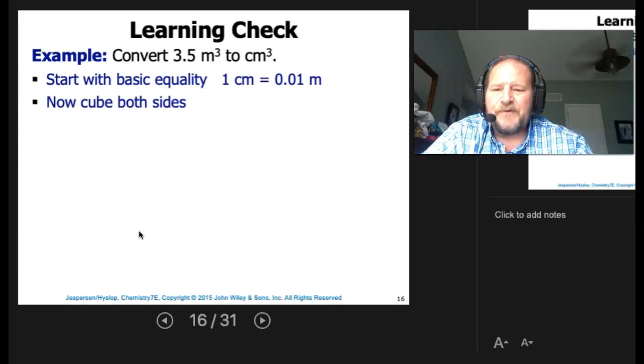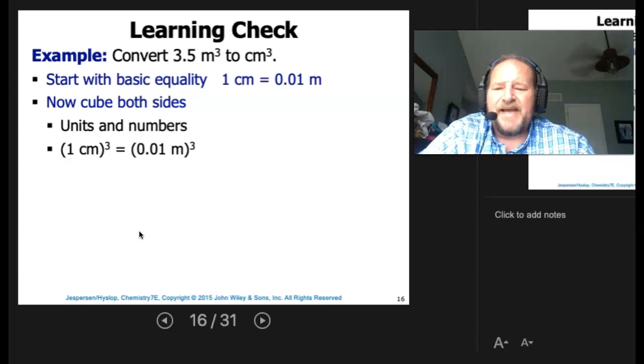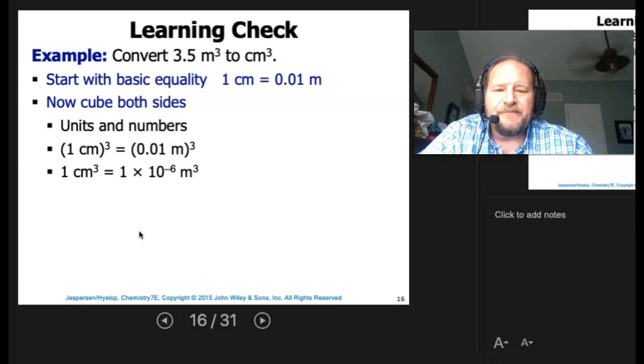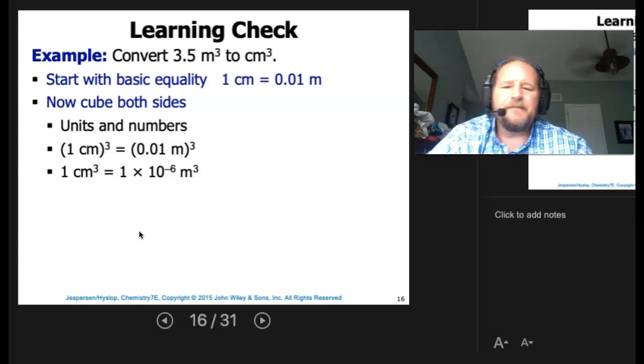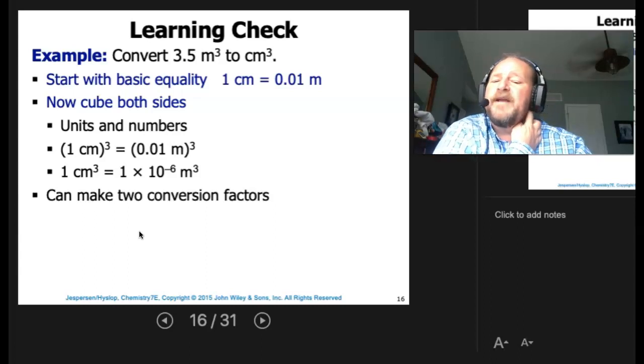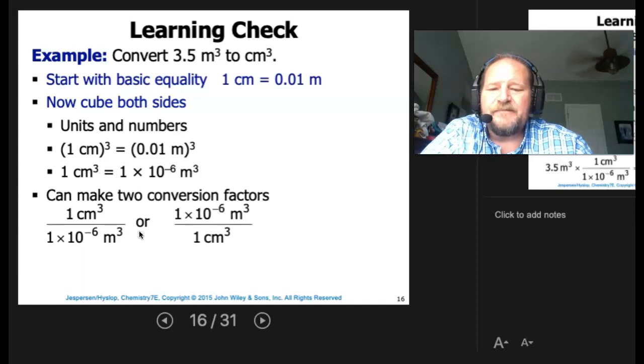Now you're going to cube both sides. So the units and the numbers. 1 centimeter cubed is equal to 0.01 meter cubed. Running that through my calculator, I get 1 centimeter cubed is equal to 1 times 10 to the negative 6 meters cubed. We can now make two conversion factors, right, which is what we've done so far.